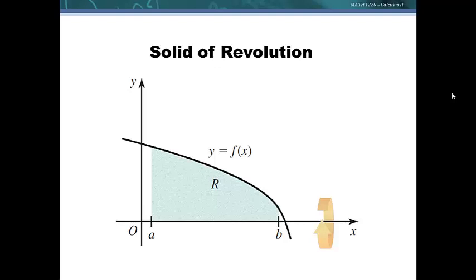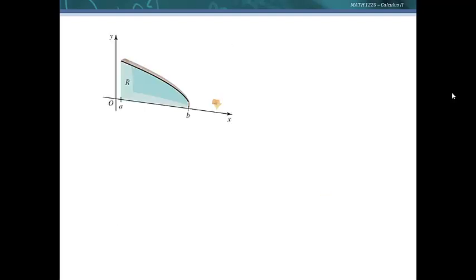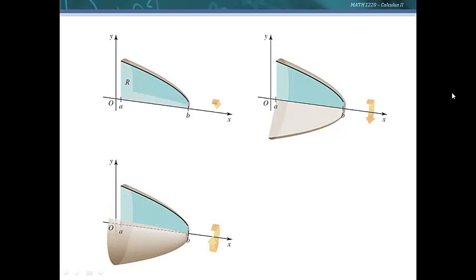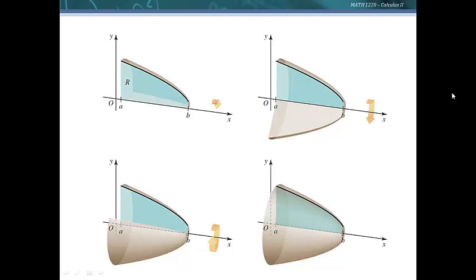So here is our region. We're going to rotate this around the x-axis. And you can see as we start to rotate this, the solid that is being formed, and we'll be interested in finding the volume of this solid. So this is what it looks like as we've rotated all the way around. You can see our little shaded region R there, and then as it goes around the x-axis, what is swept out here is this solid of revolution.